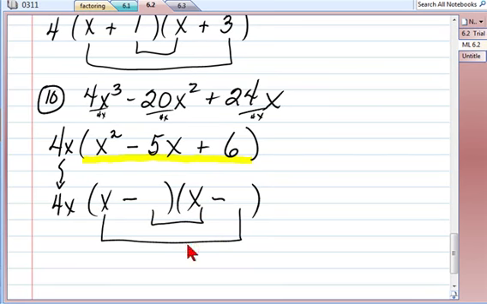Both are going to be negative. The outer product will be negative something. The inner product will be negative something. When you add two negatives, you add them. Okay, so it is a sum. The sum has to equal 5. All right, to get a 6, 1 times 6. Is 1 plus 6 going to equal 5? No. 2 times 3. Is 2 plus 3 going to equal 5? Yes, then that's my choice.